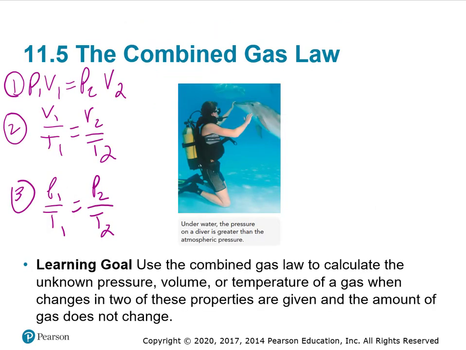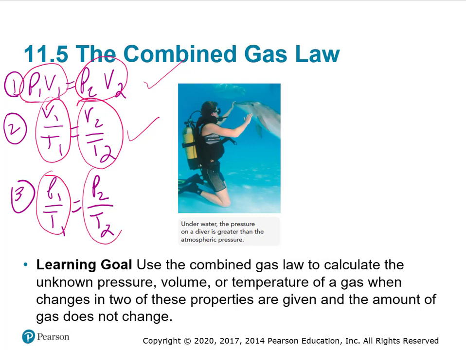We have looked at 3 individual gas laws. Boyle's law looks at pressure and volume. Charles's law looks at volume and temperature. Gay-Lussac's looks at pressure and temperature. Notice that each one of these is looking at pressure, volume, and temperature in one way or another.